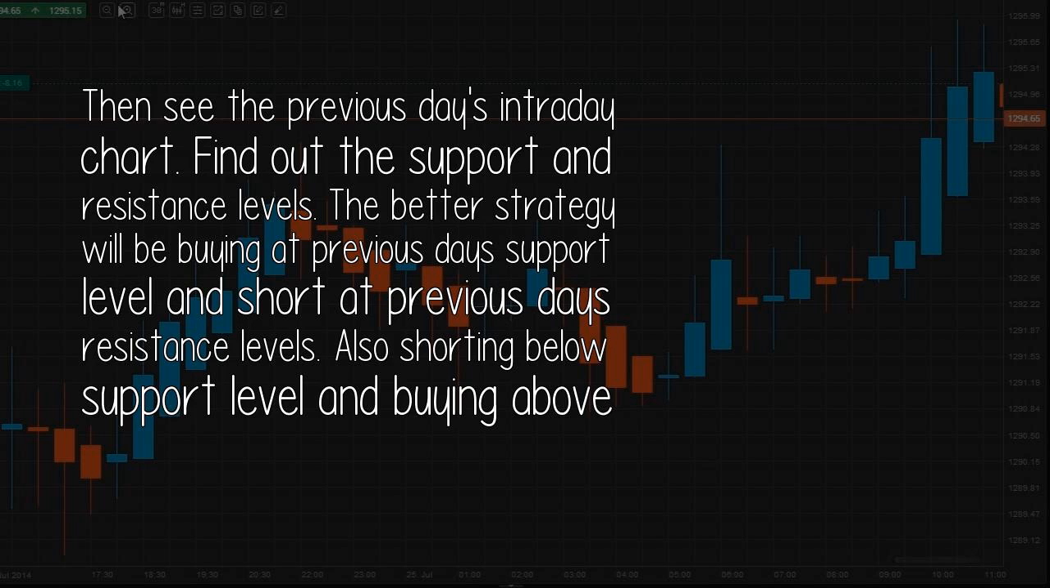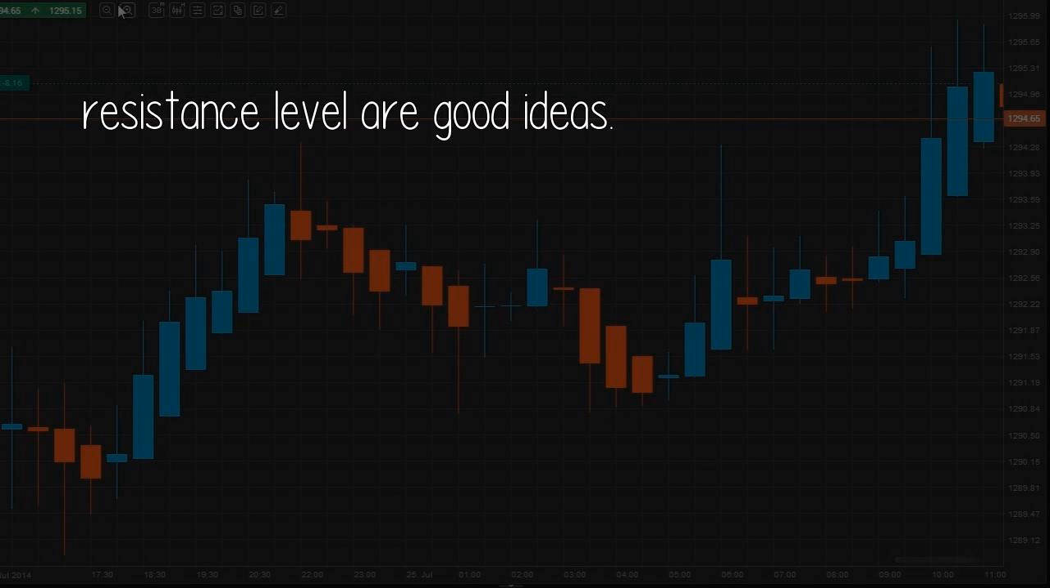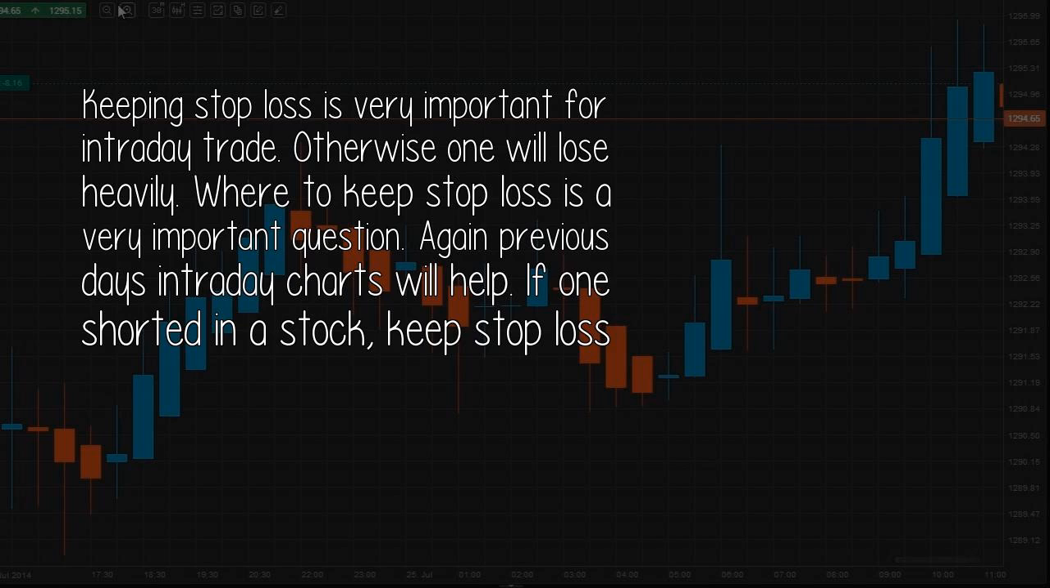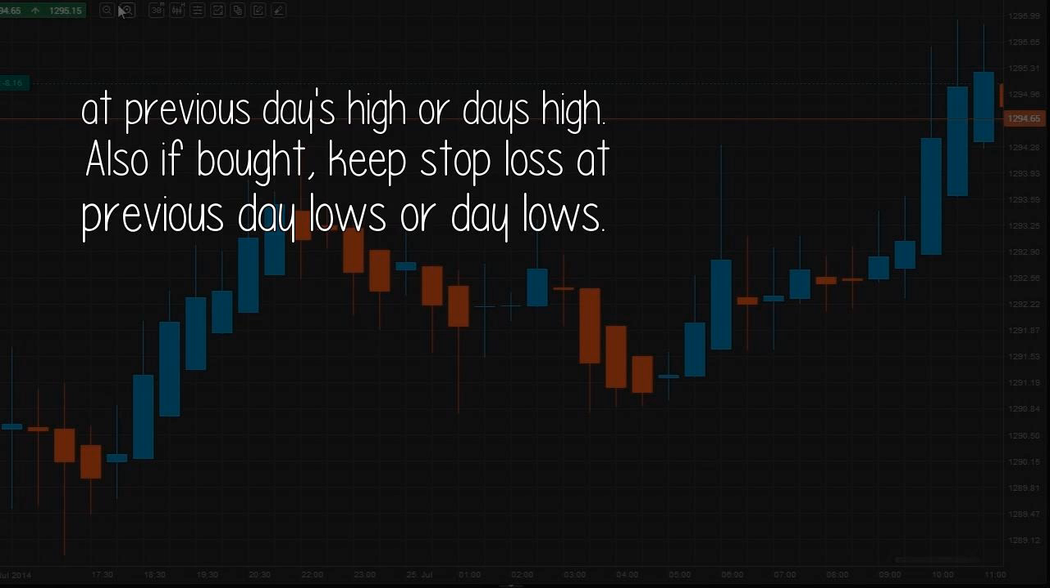The better strategy will be buying at the previous day's support level and shorting at the previous day's resistance levels. Also, shorting below the support level and buying above the resistance level are good ideas. Keeping a stop loss is very important for intraday trade, otherwise one will lose heavily. Where to keep the stop loss is a very important question. Again, the previous day's intraday charts will help. If one shorted a stock, keep the stop loss at the previous day's high or day's high. Also, if bought, keep the stop loss at the previous day's lows or day's lows.